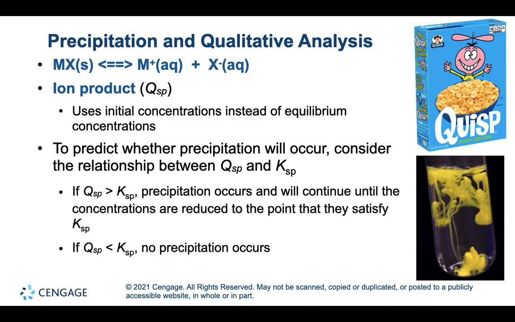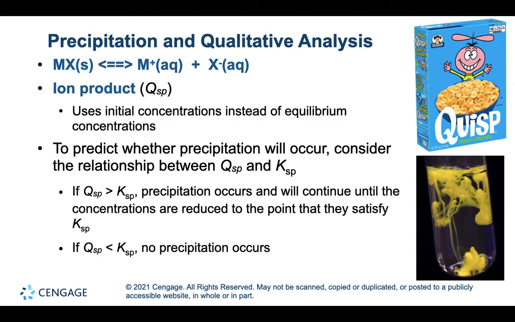We're going to call the product of M plus times X minus, or whatever is the appropriate combination of the cation and anion multiplying their molarities together, we're going to call that Q, or the reaction quotient, for the ion product. Or we could call it QSP. Makes me think about the old breakfast cereal Quisp. QSP.